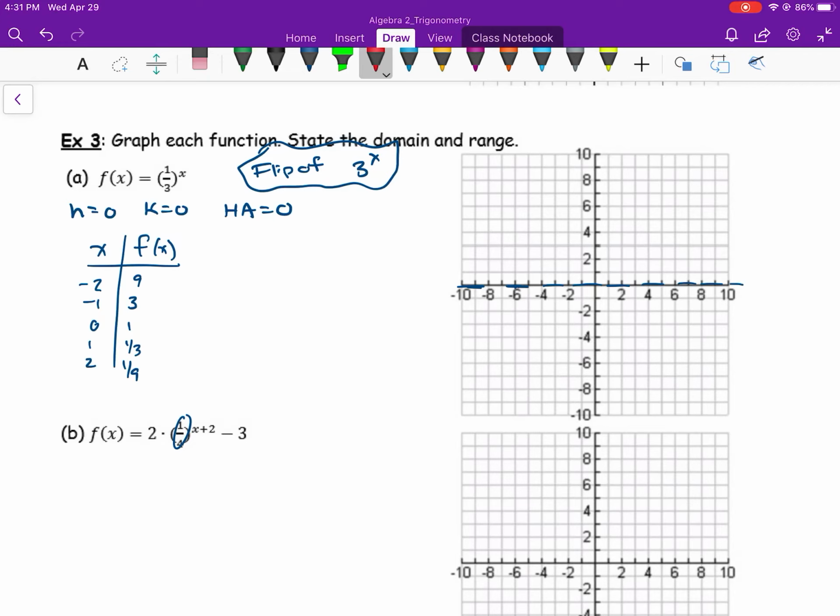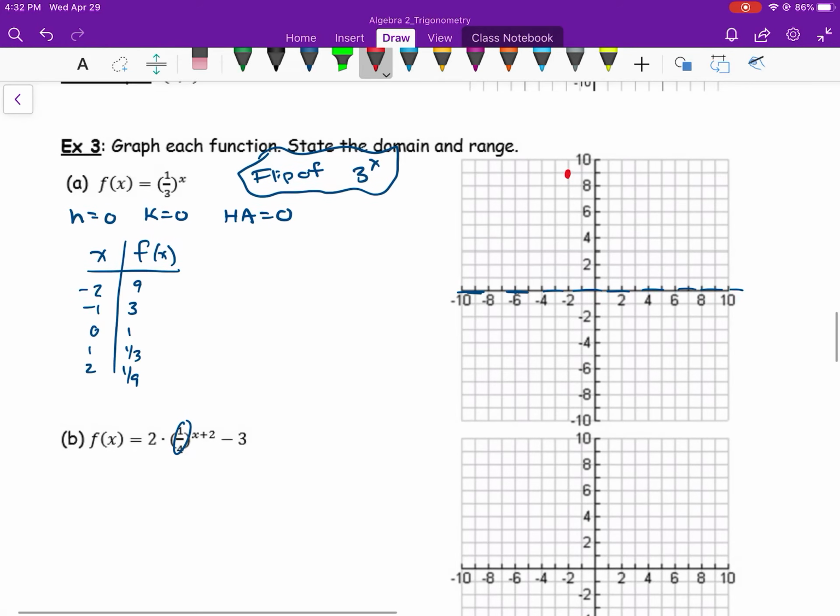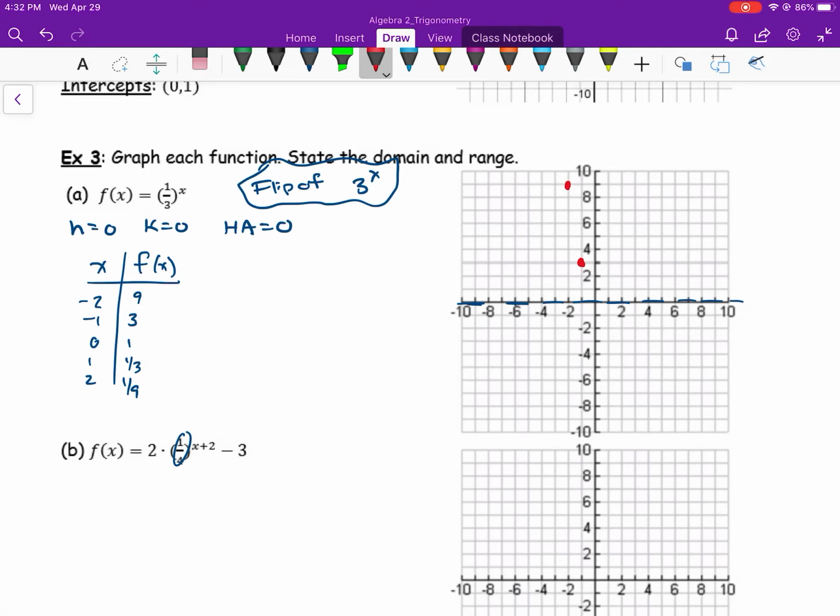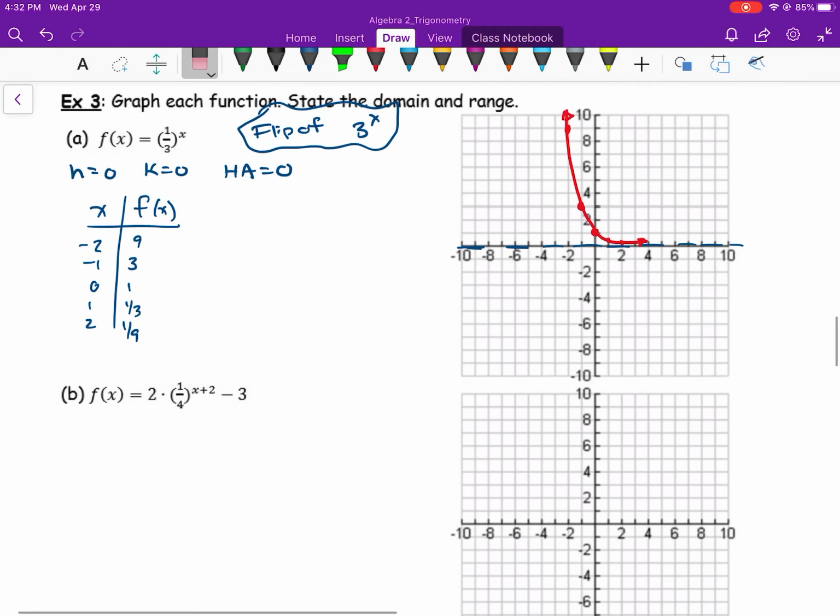-2, 9, -1, 3, 0, 1, 1/3, 1/9, and then it continues on until we get close to 0, but never actually touches it. Domain: -infinity to +infinity, no changes, good habits. The range goes from 0 to +infinity.